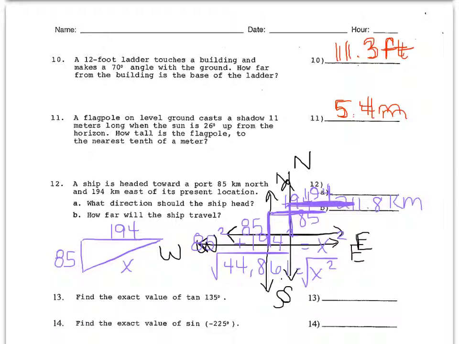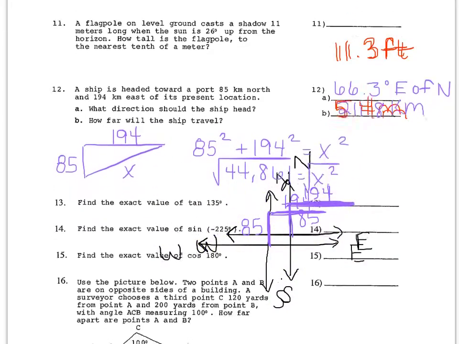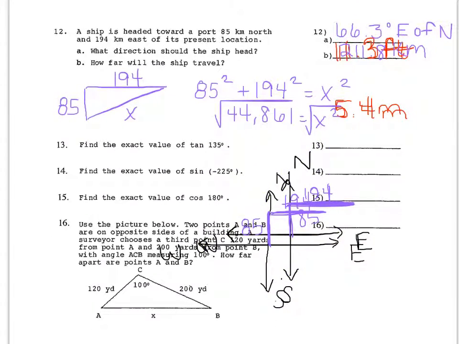And again, our answer to part A, I can see got erased. So that was 66.3 degrees east of north. Okay, let's get through these next ones. Again, I see right here that these are asking for exact values. Exact values are right off of the unit circle, and I don't have a unit circle here in front of me that I can show you with, but hopefully you can look at yours as a guide.